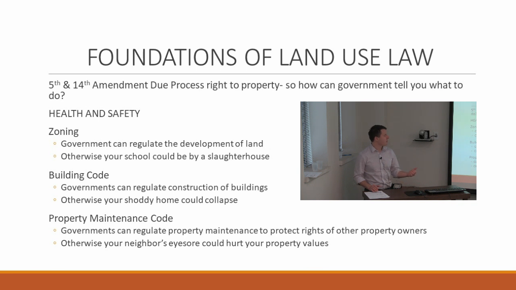The property maintenance code is similar. They can tell you you're not allowed to let your grass grow really long. You're not allowed to let your gutters fall apart because it ends up impacting the other people in your neighborhood. So those are really the three areas of land use law I'm going to focus on today: zoning, building codes, and property maintenance codes, and how you navigate these systems. There are a lot of other things related to property ownership that I'm not going to be dealing with today. There's just not enough time to cover all of it.